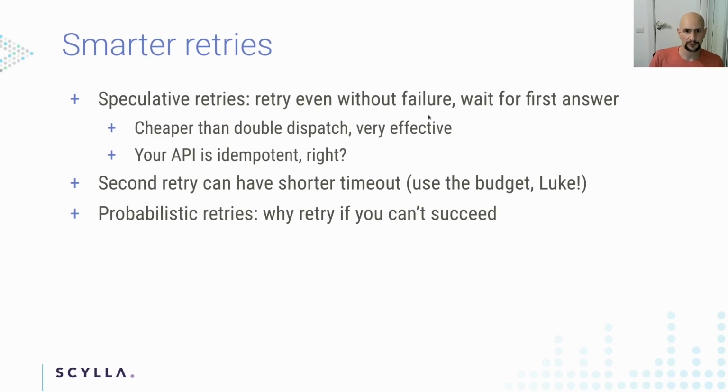So it's a little cheaper than double dispatch, because most times the original query will complete before we execute the retry. But of course you need to have idempotent APIs for this, which is also true for whatever retry pattern that you have. You need to solve this data problem anyway. So, just putting it out there. The second retry can have shorter timeout. It usually doesn't make sense to have the same timeout for the retry. A good way to do this is combine this with timeout budgets, for example.